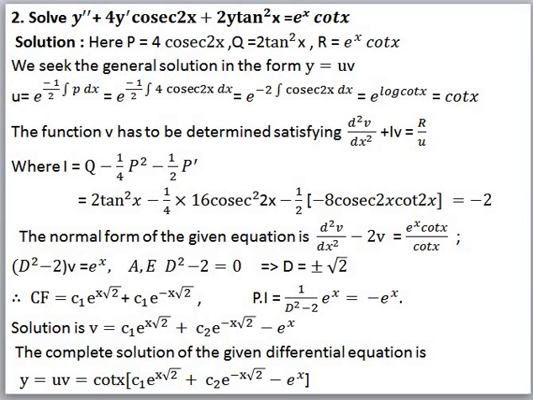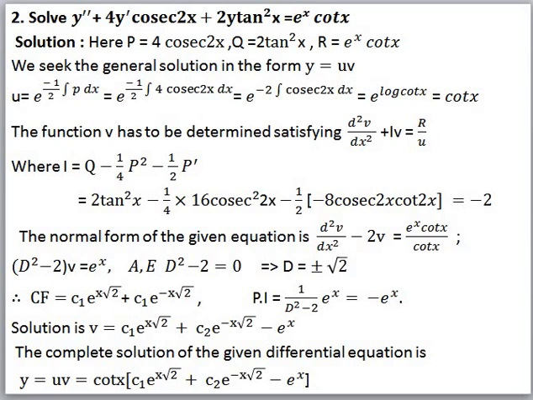The function v has to be determined satisfying d square v divided by dx square plus I into v is equal to r divided by u, where I is equal to q minus 1 by 4 p square minus 1 by 2 p dash. Here q is 2 tan square x, minus 1 by 4 p squared, we get 16 cosecant square 2x, minus 1 by 2 p dash, that is the derivative of p, which is 4 times the derivative of cosecant 2x, that is minus 2 into cosecant 2x into cot 2x.